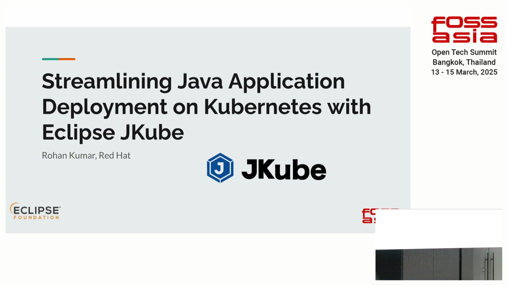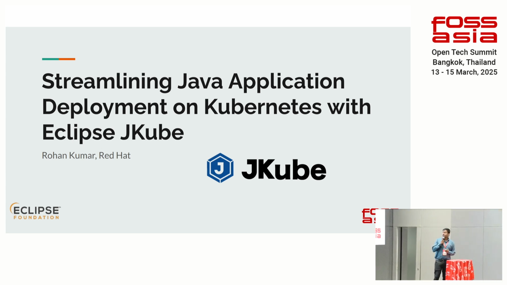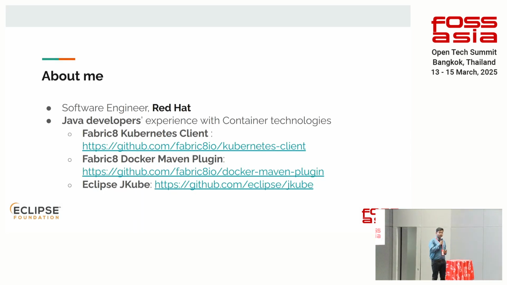Thanks a lot for attending this session. Let me introduce myself. I'm Rohan Kumar, a software engineer at Red Hat. I've been mostly working on improving Java developer experience on top of Kubernetes and Red Hat OpenShift. I work on these 3 open source projects. They are basically focused on Java and Kubernetes, binding those 2 technologies together.